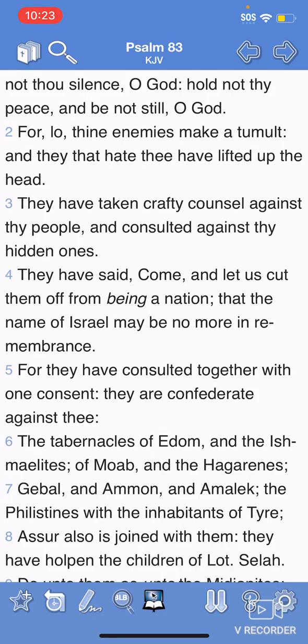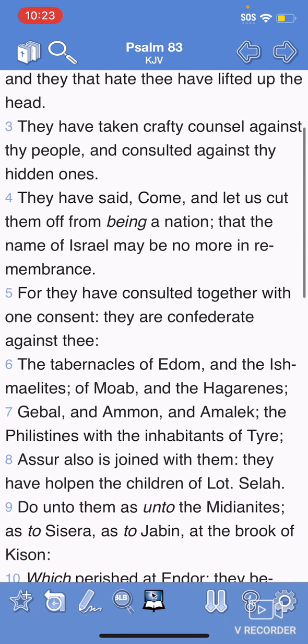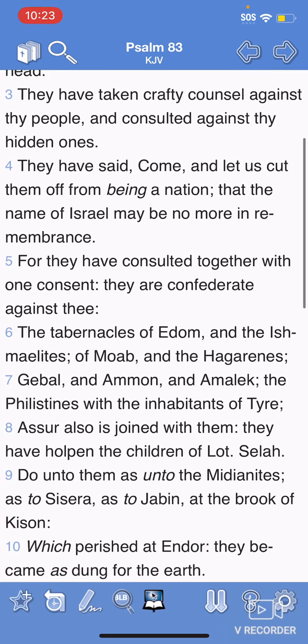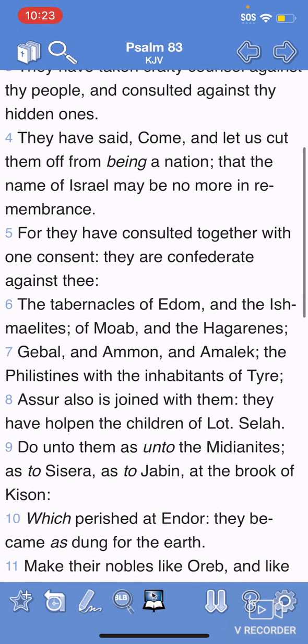It says, and they have said, come and let us cut them off from being a nation, that the name of Israel may be no more in remembrance. For they have consulted together with one consent, and they are confederate, meaning they came and made an alliance together. All right, we're going to get these Negroes, Latinos, and Native Americans. It says against thee.